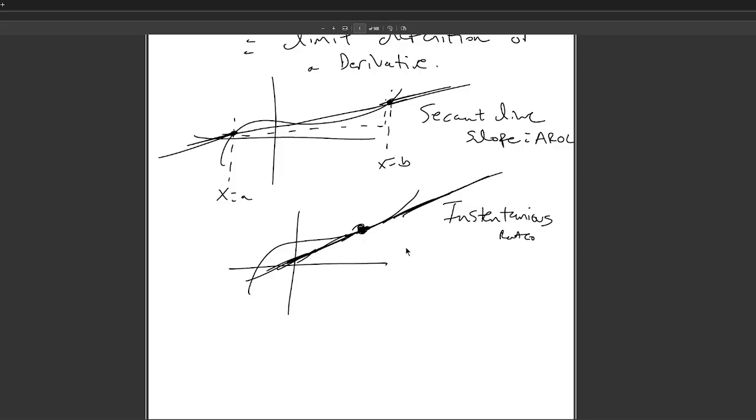Rate of change and tangent line. So this is tangent line. Okay.